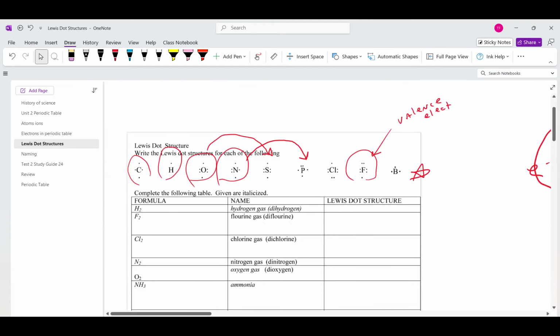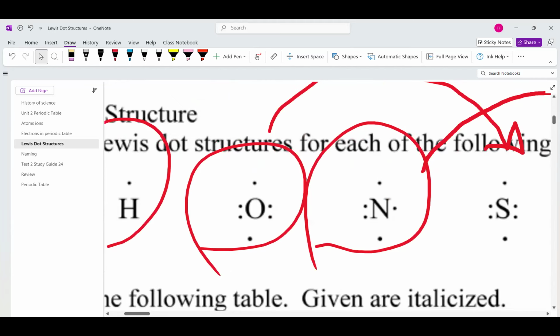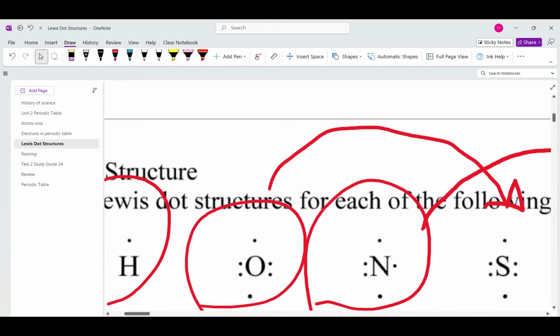So notice water now. Water's got oxygen in it, and oxygen has 6 valence electrons. Notice that we have 2 pairs and 2 singletons. When I say singleton, that's a single electron. So these are the pairs. These are the singletons. Nitrogen has 1 pair because it has 5 valence electrons, and 3 singletons.